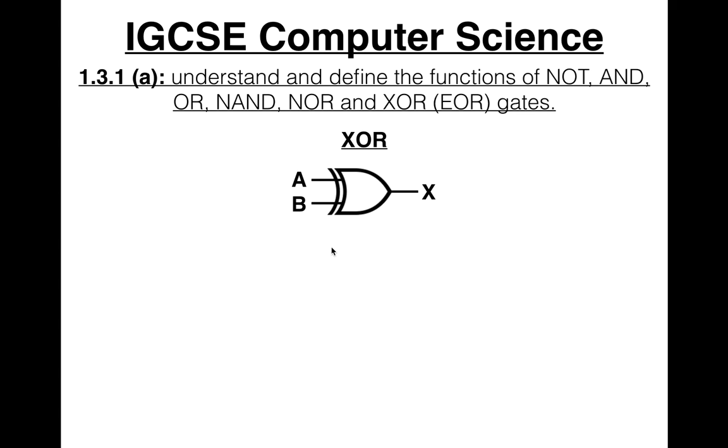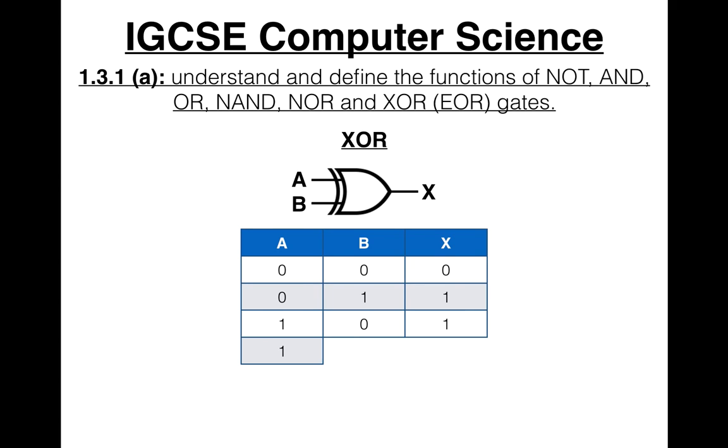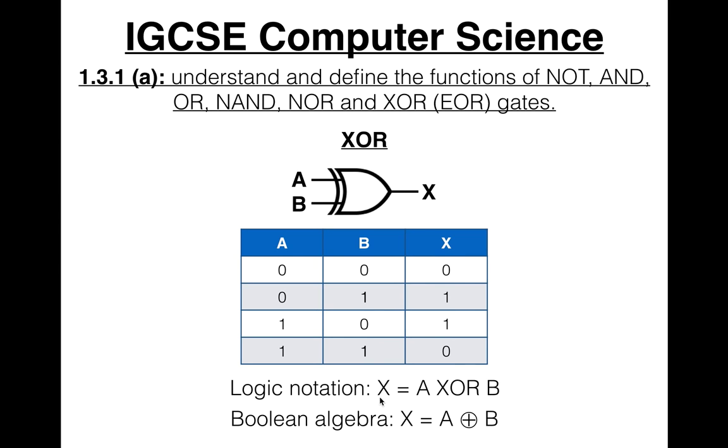This is, of course, the gate itself, and the truth table looks like this. As you notice, the XOR gate will not produce 1 if both these inputs are 1. So it'll only accept one or the other, basically. So it's exclusive. And the logic notation for this would be A XOR B. Boolean algebra would be A plus circled B.